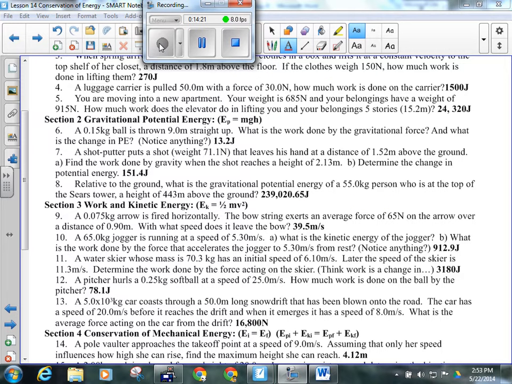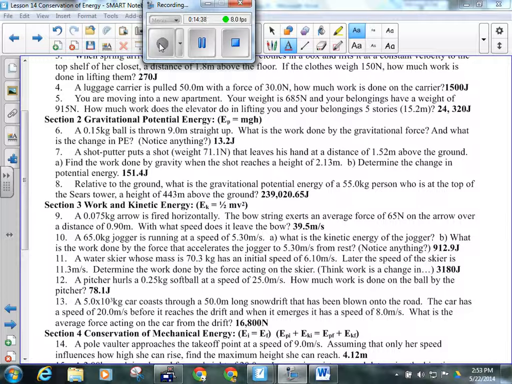Okay, guys, so just before we get to the quiz here, for number 7 with the shot putter, there's 2 different parts to this question. For some reason, I don't have both answers there. So we want to find the work done by gravity when the shot reaches 2.13 meters.